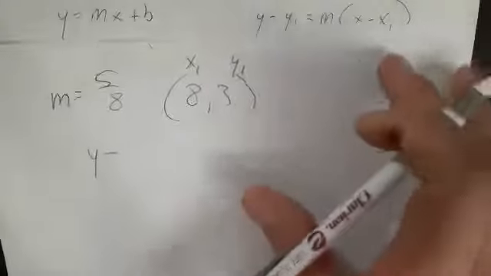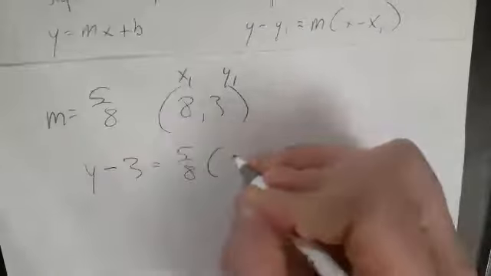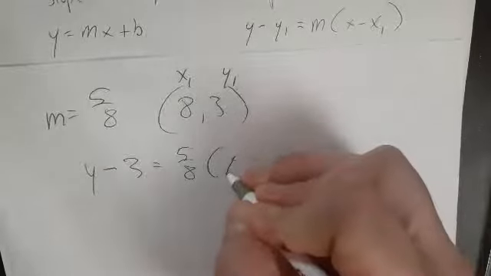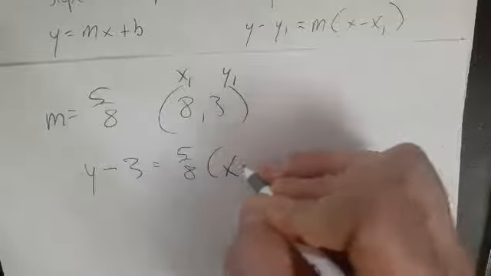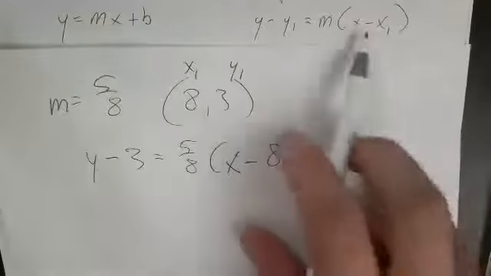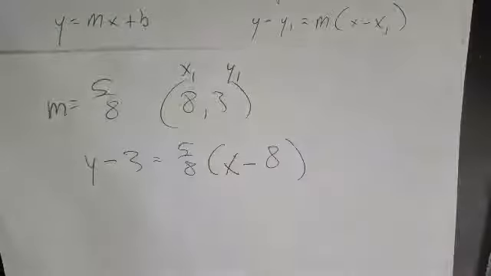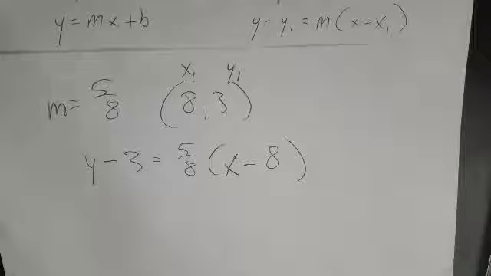What am I plugging in? 3. Y minus 3 equals 5/8. And then 8. It should be x minus. Yeah, no. So it's x minus and then the point. So it should be the other way around. What's the next step?